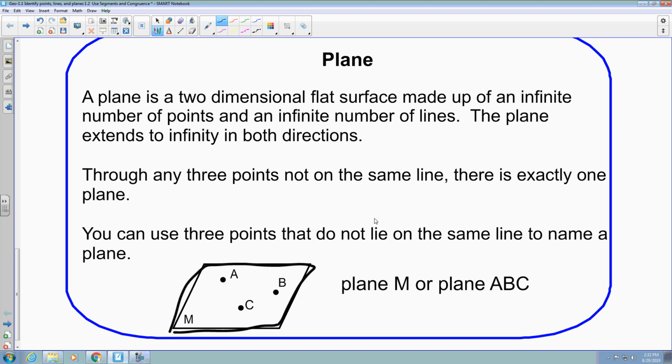Here, if you look at this M, there's no dot there, so there's no point. That's just the way to illustrate that particular plane, so we say that is plane M. And then we have 3 dots, A, B, and C. They're not on a line, so we can call it plane ABC.